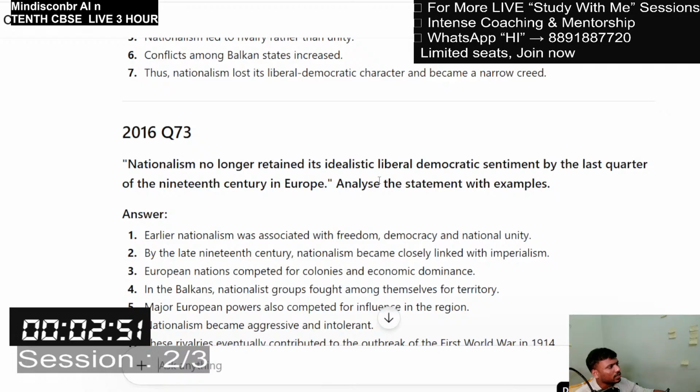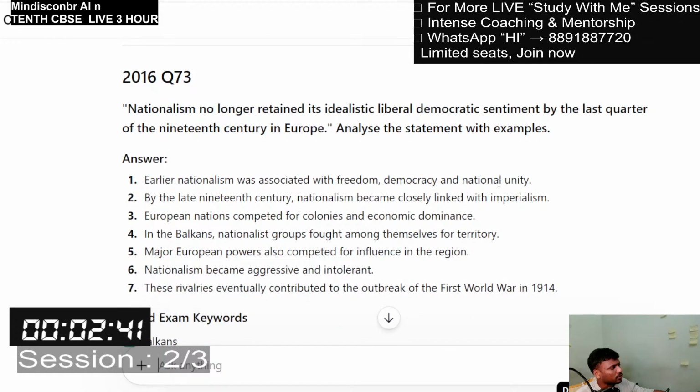Nationalism no longer retained its idealistic liberal democratic sentiment by the last quarter of the 19th century in Europe. Now the statement with the examples. Earlier, nationalism was associated with freedom, democracy, and national unity. By the late 19th century, from 1850 to 1900, nationalism became closely linked with imperialism.